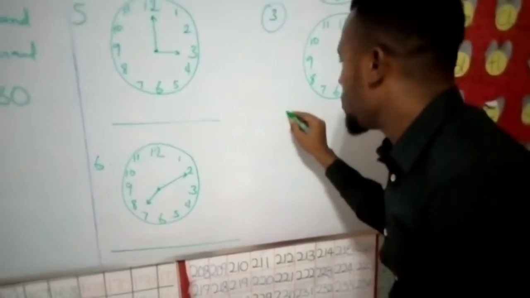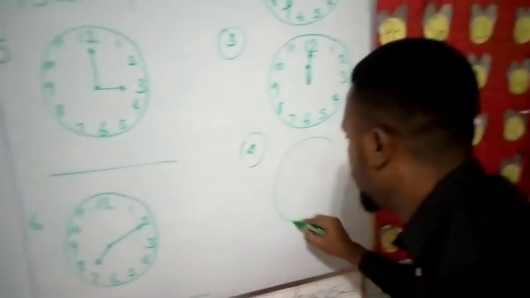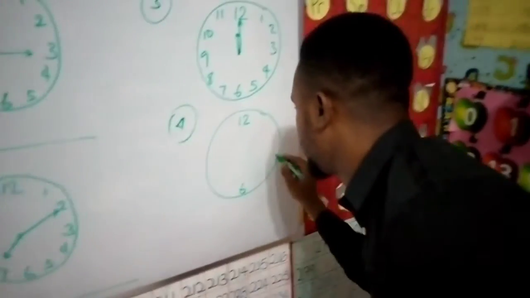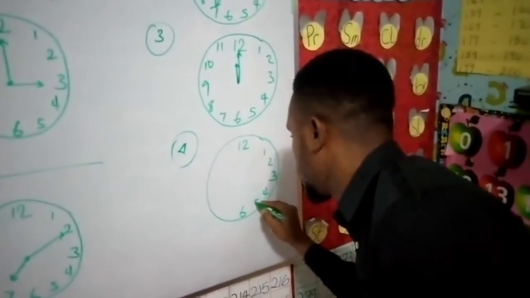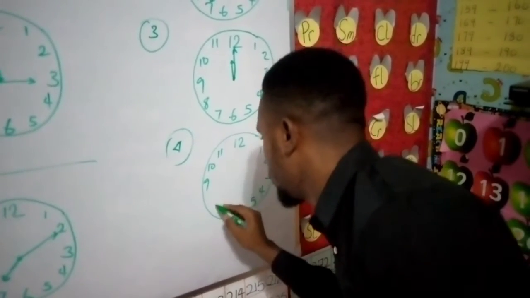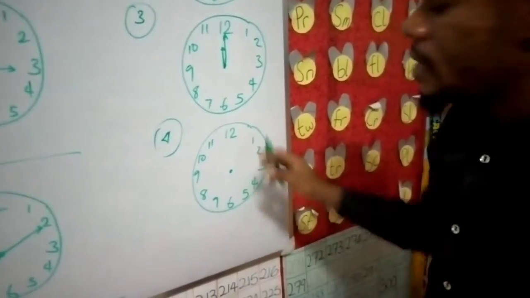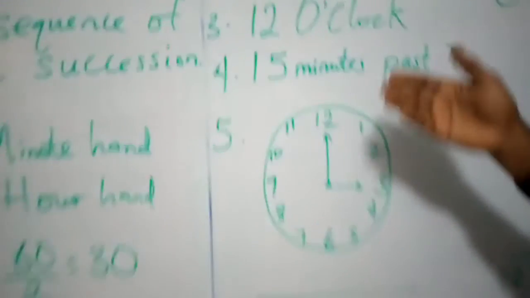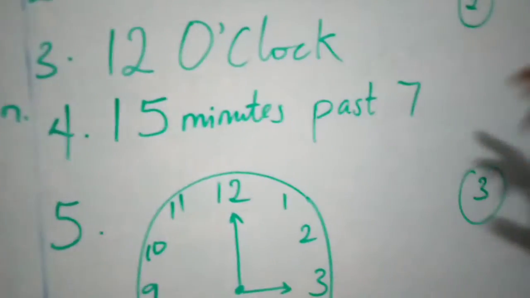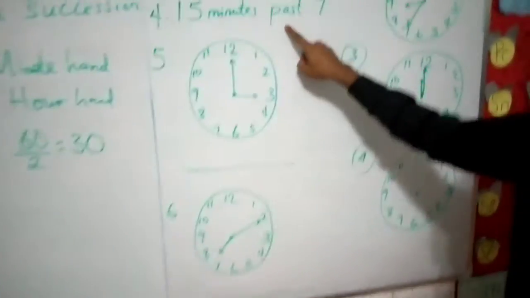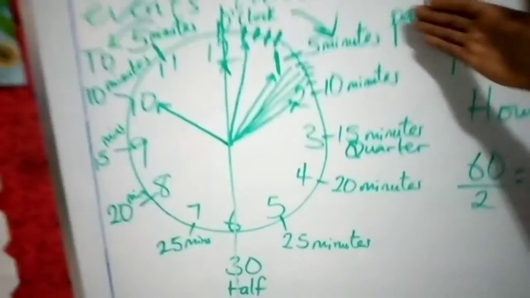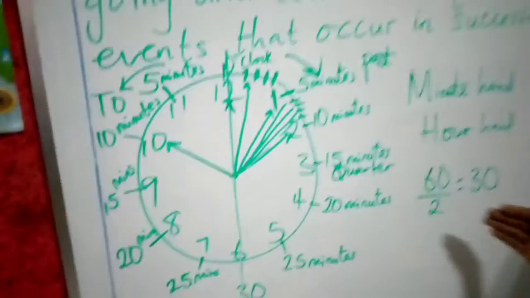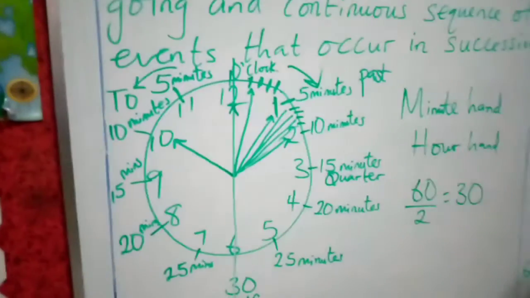Now let's go to number 4. Now this is the center. Good. Remember what we said? Before you start drawing your time, look at what they asked you to what? Draw. 15 minutes past 7. Now you need to take note of past. Past, we know past is at this region. Now we have to what? Locate 15 minutes.